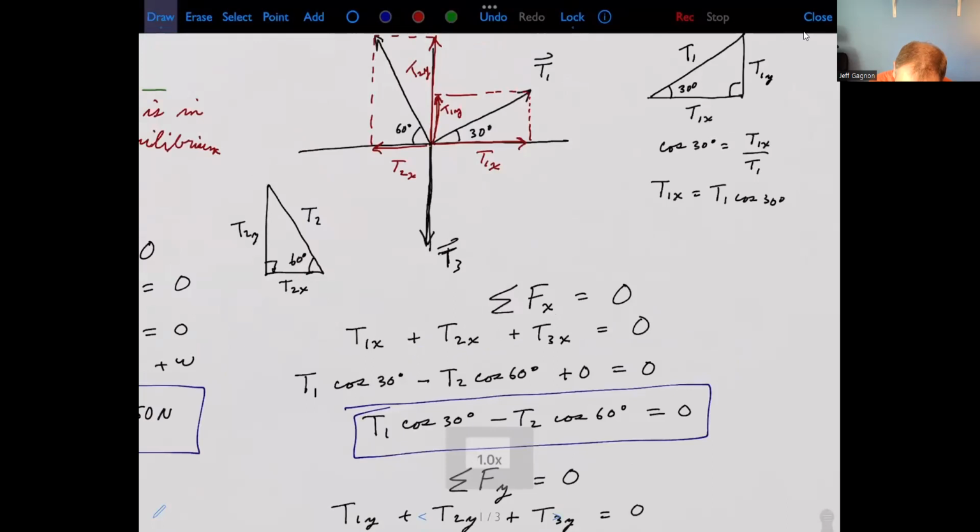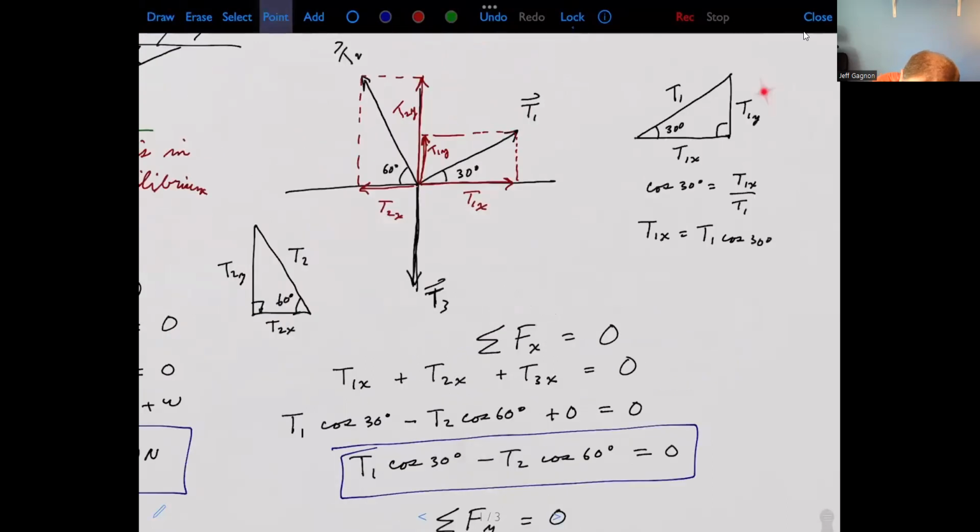Well, what's the y component of T1? Again, if you look back over here at this picture, this is opposite 30 degrees, right? So sine of 30 is going to be opposite over hypotenuse. So if we rearrange that, if we solve for T1y, it's going to be T1 times sine of 30. And same thing over here. If I look at T2, since this is opposite the 60 degrees, then T2y is going to be T2 times sine of 60. And in both cases, since those components are pointing upward, they're both positive.